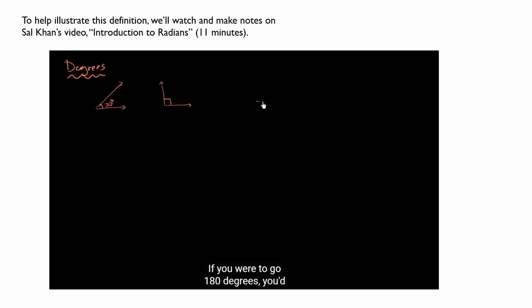If you were to go 180 degrees, you'd essentially form a straight line. Make these proper angles. If you go 360 degrees, you have essentially done one full rotation. And if you watch figure skating on the Olympics and someone does a rotation, they'll say, oh, they did a 360, or especially in some skateboarding competitions and things like that.